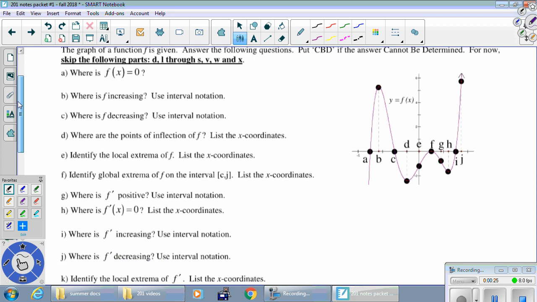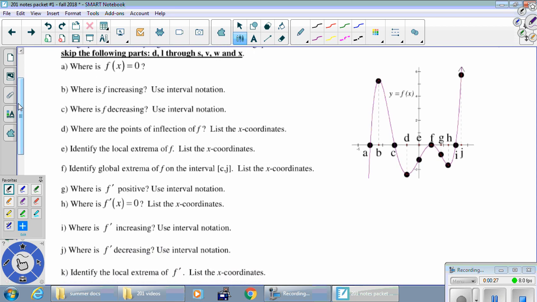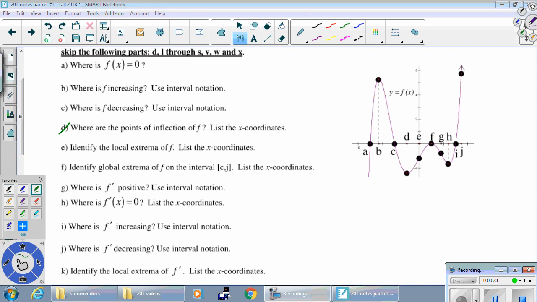All right, so we're going to skip some parts of this problem. So I'm going to put a line through these parts right now. The parts that we're skipping, I think, all have to do with the second derivative, which we're going to cover next class. So we will come back and answer these after we cover the second derivative.